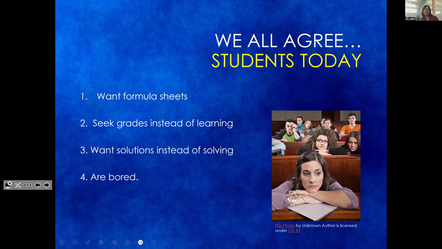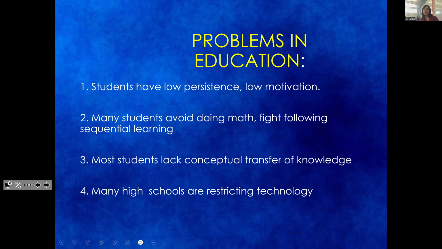And I think for the most part, students are bored, as a generalization with this new generation that's coming in. So the problems that we see in education: students have low persistence, they're not motivated. Many students are avoiding doing the math. They fight following the sequential learning that you need to do in chemistry. The students lack the conceptual transfer of knowledge.